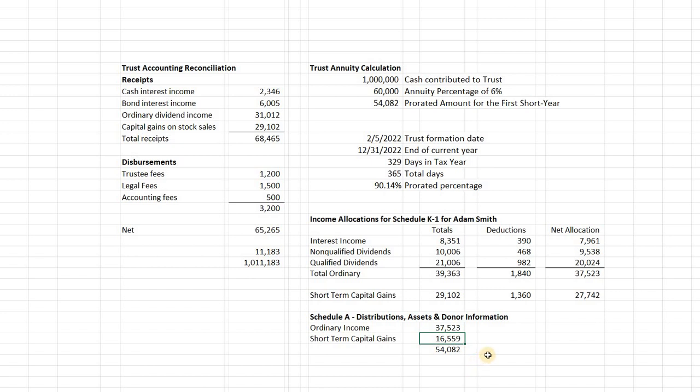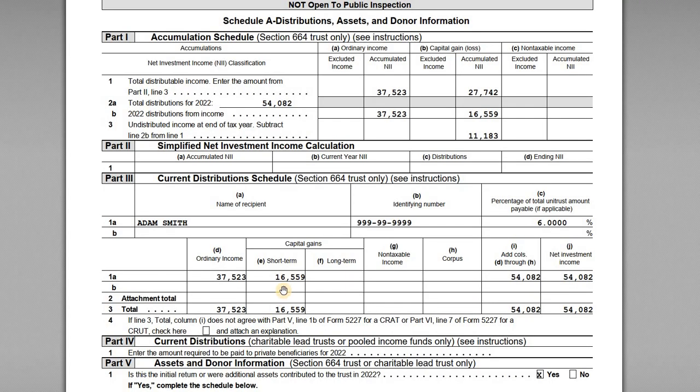$16,559 in short-term capital gains was distributed to Adam. And so we put this $16,559 in the short-term section, and we've shown $16,559 was taken out of column B, which leaves a remaining amount, $11,183, that's carried over to next year and could potentially be distributed to Adam, right?